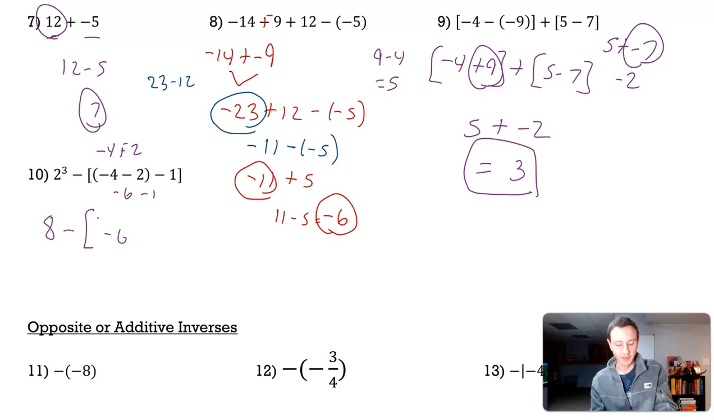So we're going to have negative 6 minus 1. Since I did the parentheses of negative 4 minus 2, I don't necessarily need the parentheses there anymore. It's just going to get us negative 6. But we do need the bracket, just to be careful here.